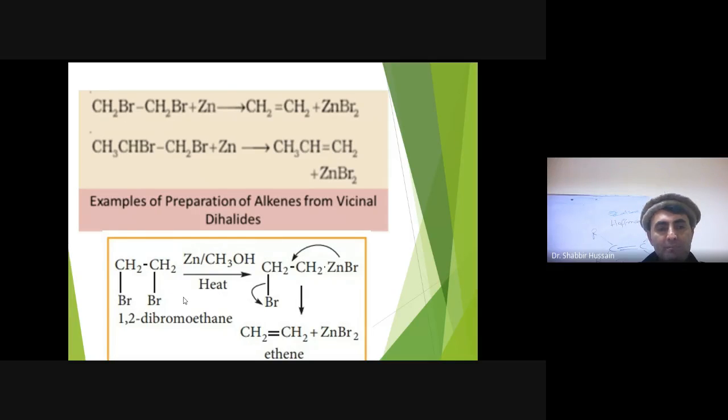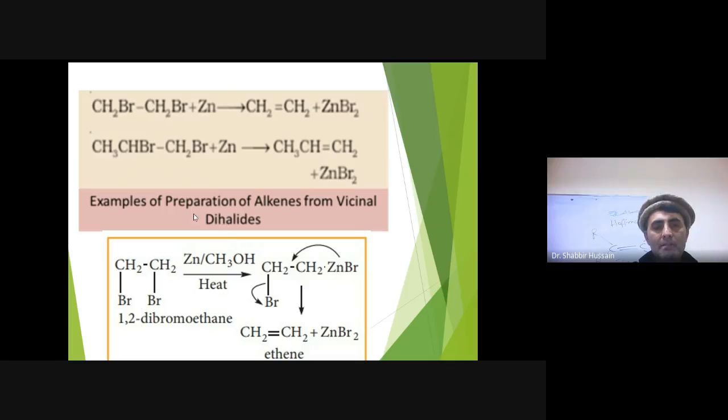halides, vicinal dibromo, right? And if there is a halogen on the same carbon, we call it geminal. When alkyl halide is treated with zinc in the presence of ethanol, and then heated, it converts into ethene. We are getting zinc bromide as a byproduct. The main product is alkene, but this zinc bromide is a byproduct.